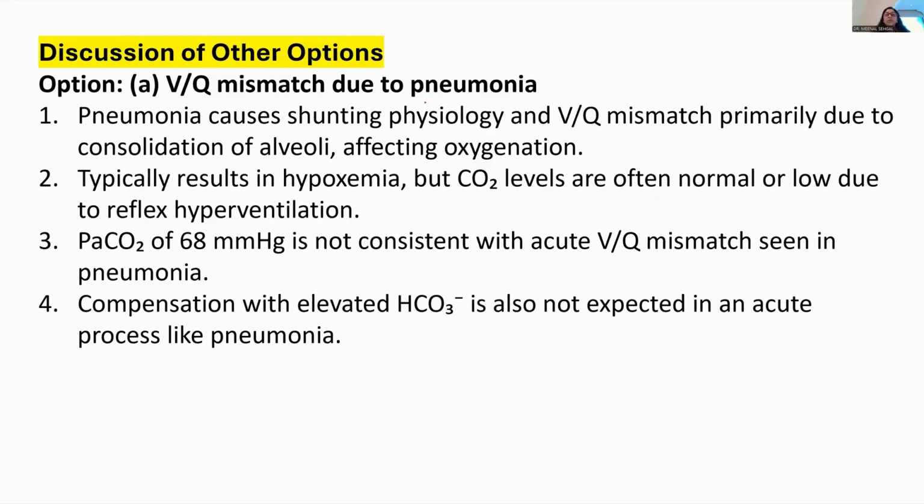So, VQ mismatch due to pneumonia. Now, pneumonia will cause what? Shunting of blood because that area is not ventilated. So, pneumonia will cause shunting physiology, and VQ mismatch will primarily happen because of alveolar consolidation that will affect oxygenation. Typically, it will cause hypoxemia, correct? But CO2 levels will remain normal because there will be reflex hyperventilation.